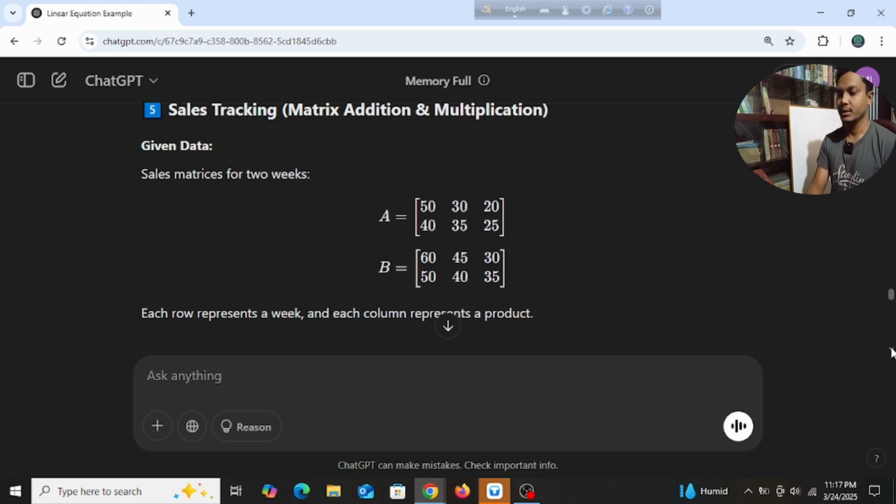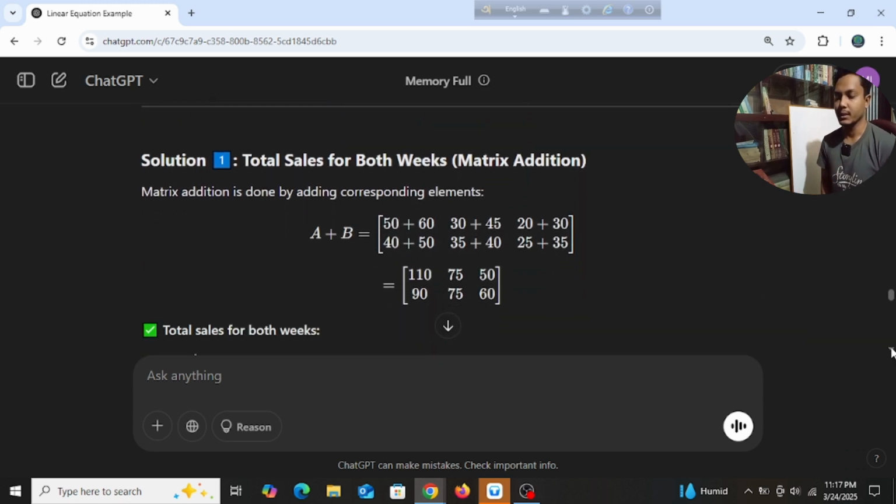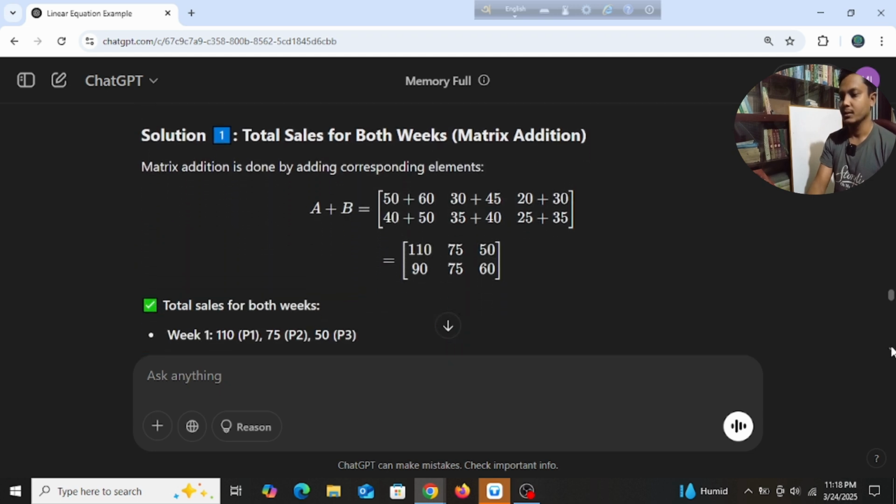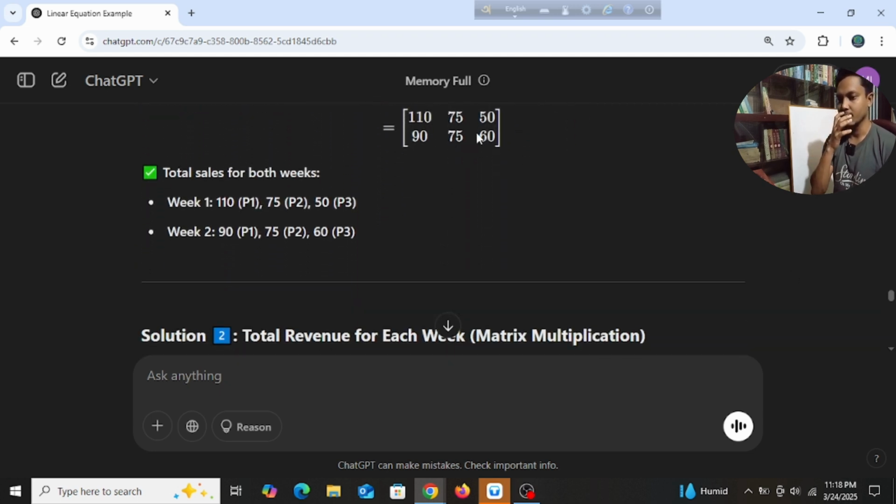So if we see the solution, for total sales for both weeks, matrix addition is done by adding corresponding elements. So 50 plus 60, 30 plus 45, 20 plus 30, and 40 plus 50, 35 plus 40. This is how it will work, and you can see the result. So the total sales for both weeks is, for week 1, 110, 75, and 50 for P3.